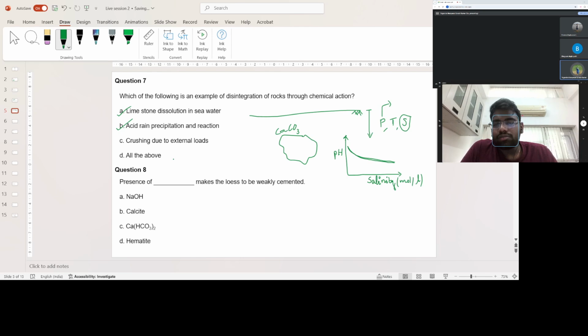Presence of what makes the loess to be weakly cemented? Option A, NaOH. Option B, calcite. Option C, calcium bicarbonate. And option D is hematite.